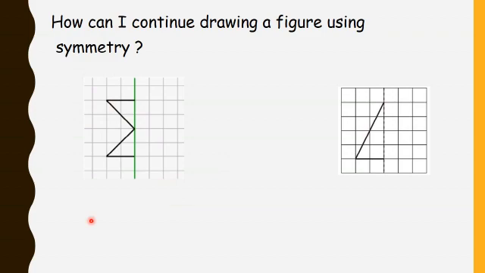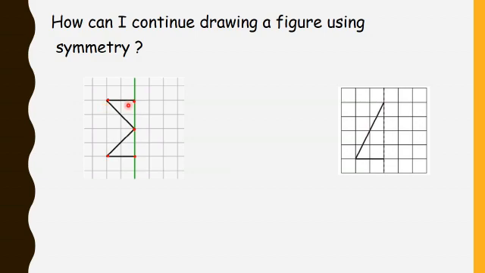How can I continue drawing a figure using symmetry? I have this part. I'm going to draw its second part on the other side of the axis of symmetry. First, I mark all vertices with points. Second, I'm going to plot them point by point. I start with the first point. It's already on the axis of symmetry, so I keep it.